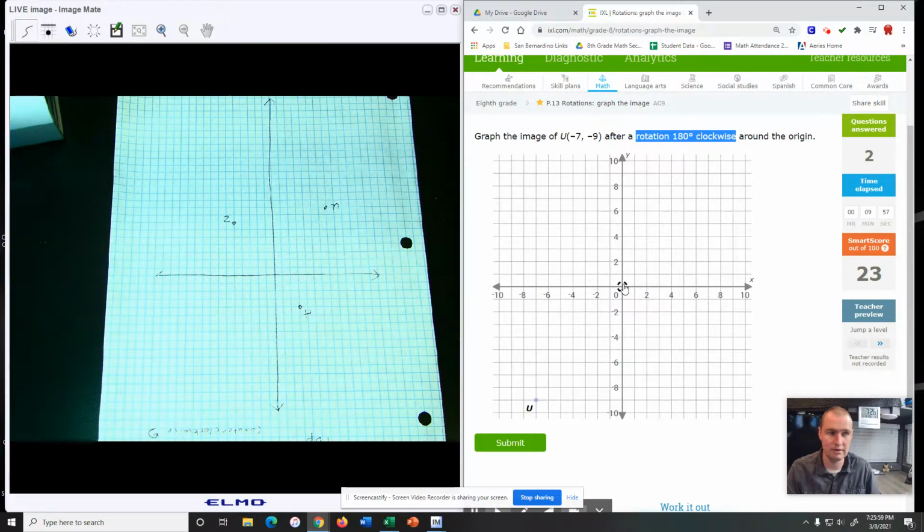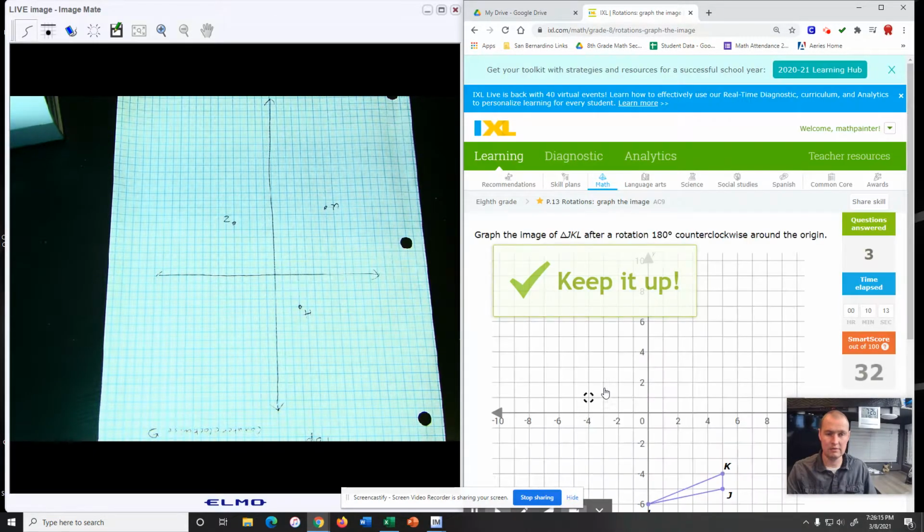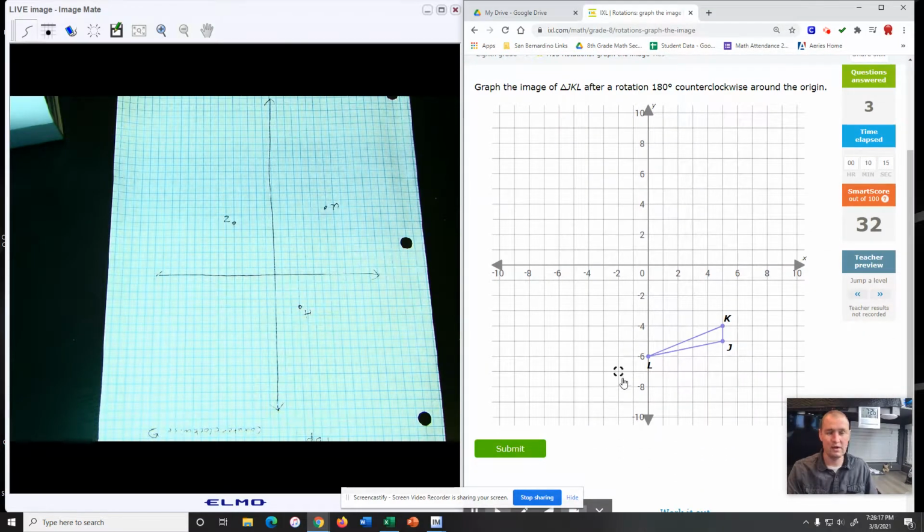So here we go. +7, 1, 2, 3, 4, 5, 6, 7, and up 9. 1, 2, 3, 4, 5, 6, 7, 8, and 9. And there we go. We're at 32 points. Now they made it a little bit harder. Instead of doing 1 point, they want us to do 3 points, which creates an entire shape.